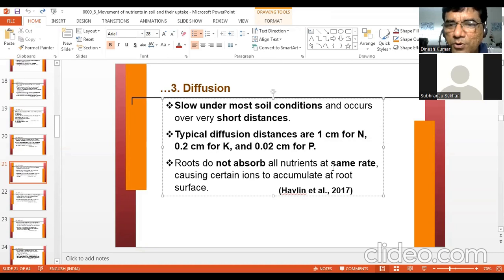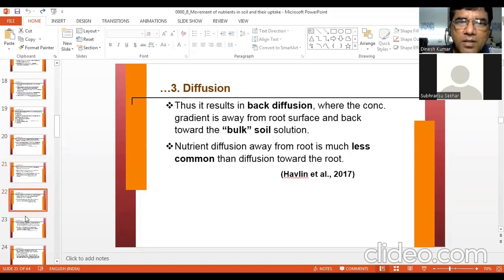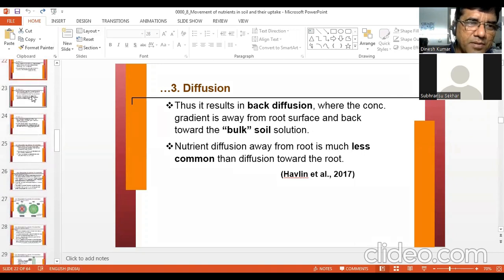Roots do not absorb all nutrients at the same rate, causing certain ions to accumulate at the root surface. Thus, it results in back diffusion. So sometimes back diffusion can also happen if the concentration of ions or nutrients is more on or near the roots, where the concentration gradient is away from the root surface and back towards the bulk soil. Nutrient diffusion away from the root is much less common than diffusion towards the root. Okay, but it can also happen. Or you can say reverse diffusion can also happen.